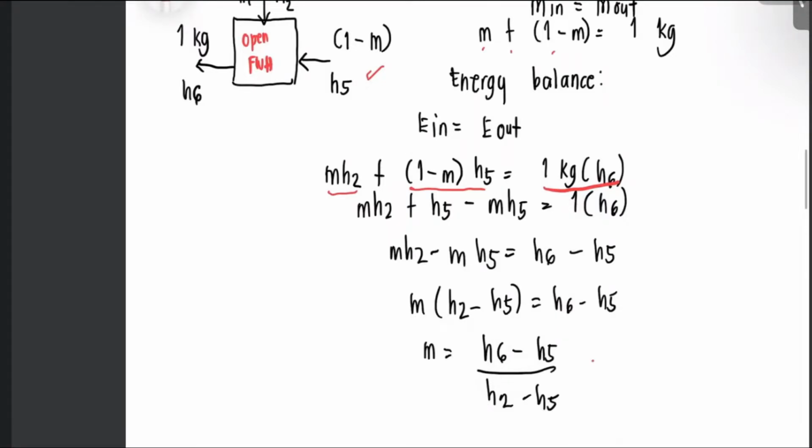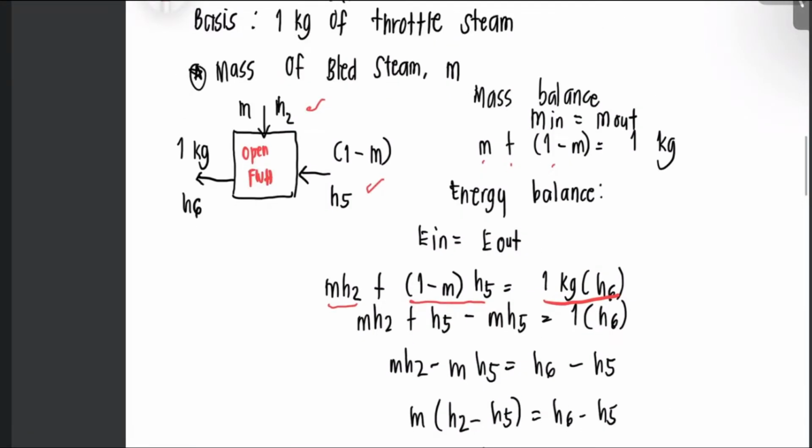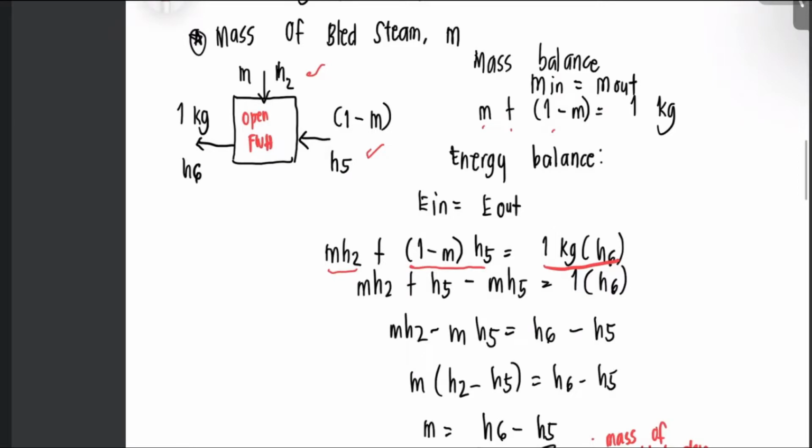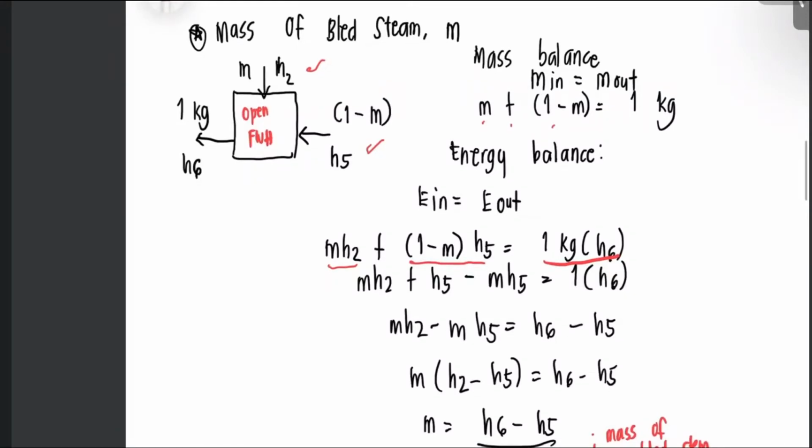And this is now the mass of the... Kasi sabi ko nga, that is either extracted or bleed. So, yung regeneration process natin in steam power plant is accomplished by extracting or bleeding the steam from the turbine at various points. So, this is now the mass of the bleed steam. Okay? So, yan muna class yung hahanapin kadalasan when the process is undergoing a regenerative process or regenerative Rankine cycle.